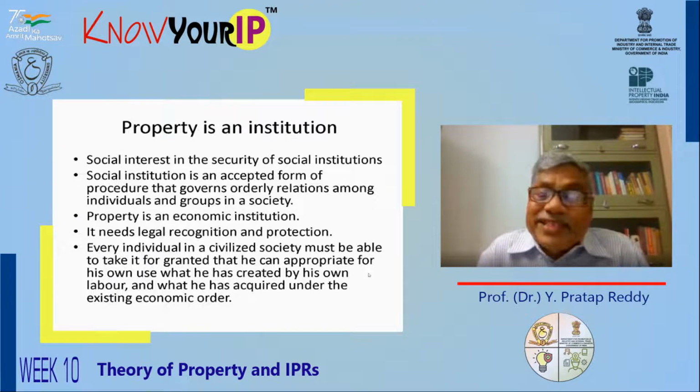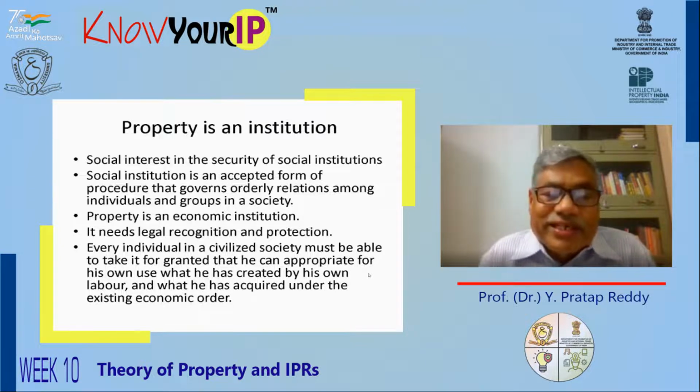Roscoe Pound considers property as an institution. What is meant by institution? It is a social institution. Social institutions are again classified into domestic institutions, political institutions, economic institutions, cultural institutions. It is an economic institution. It means it is an accepted form of procedure governing orderly relations among individuals or groups in a society. It has a social function. That is why property is treated as an institution. It has a social function, not merely conferring a right on the individual. So it needs legal recognition and protection for the economic prosperity of any society. That is his view.